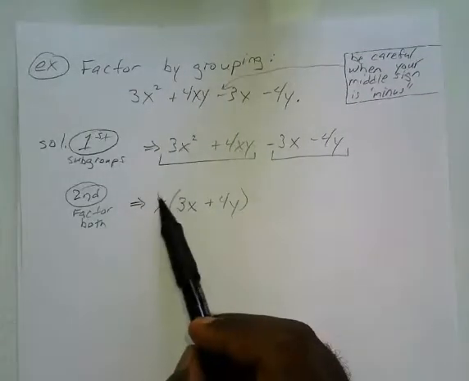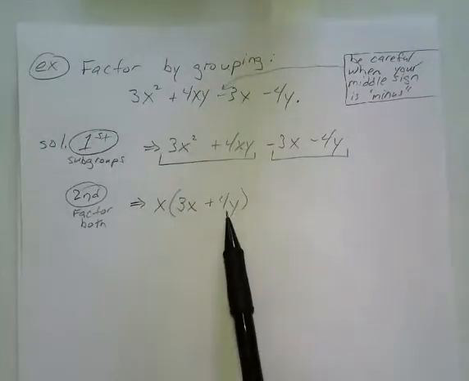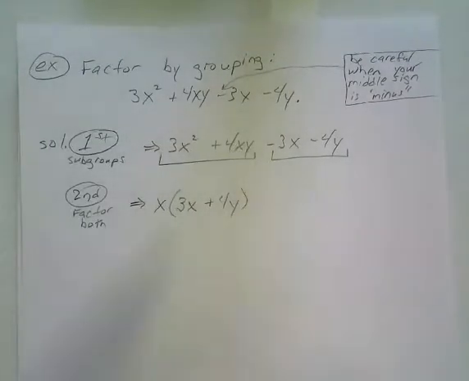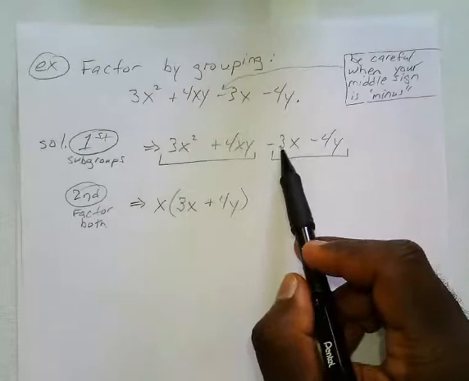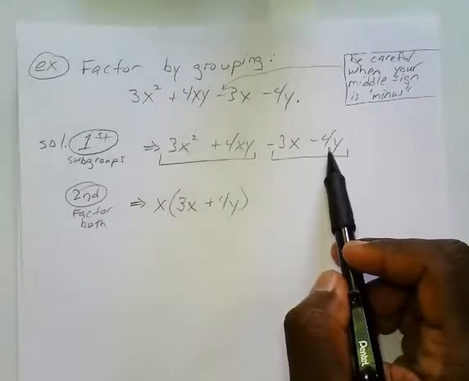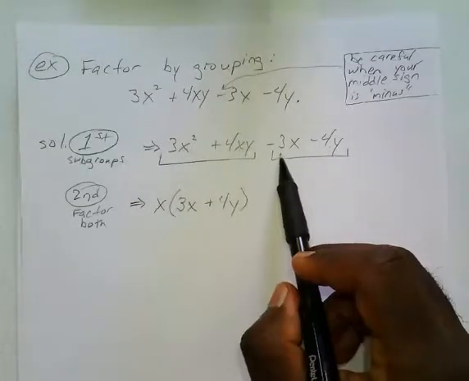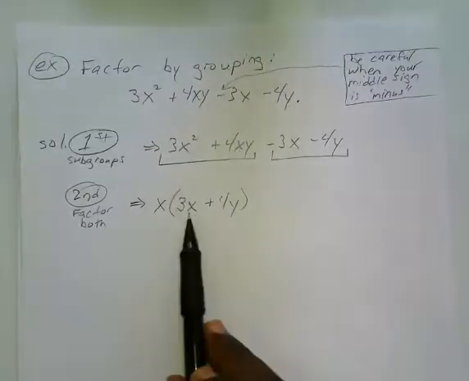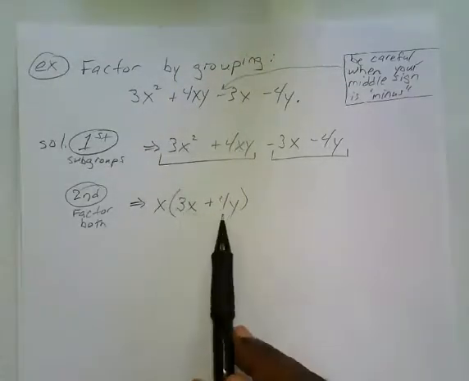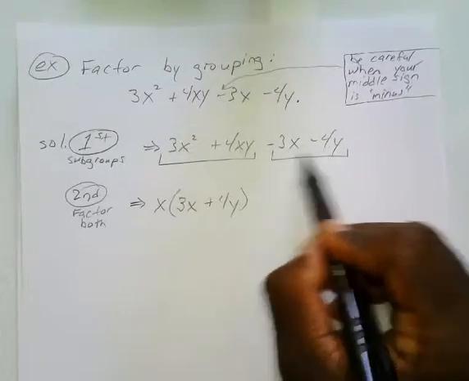Okay, so if you distribute, you have x times 3x is 3x squared, and x times 4y is 4xy. Okay, so we're good there. Now, if you notice here, negative 3x and negative 4y does not have any values in common. So if you just left that as minus 3x minus 4y, it wouldn't match up. But you can factor out a negative 1 from both of these.